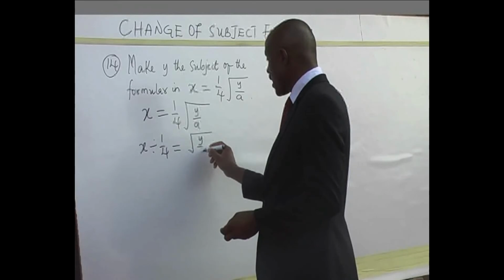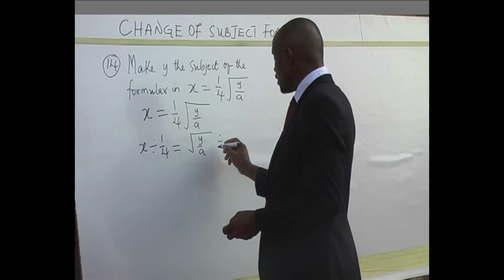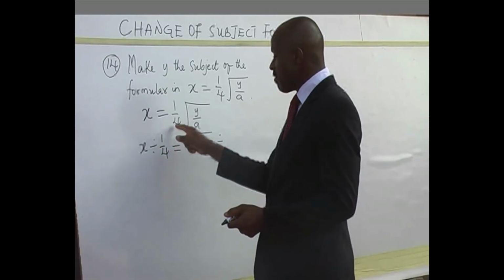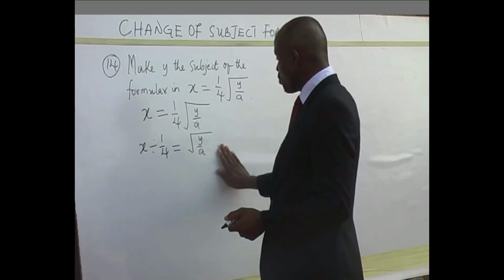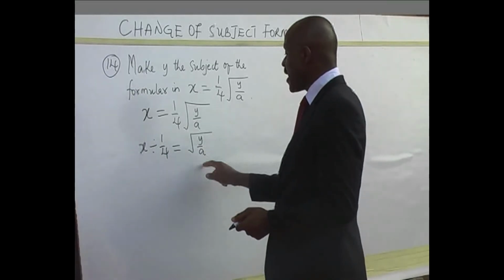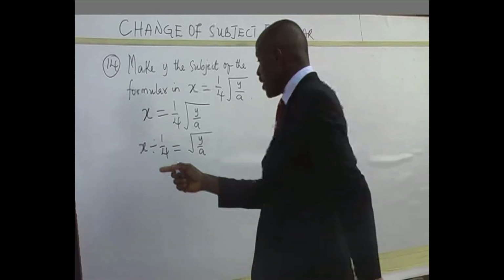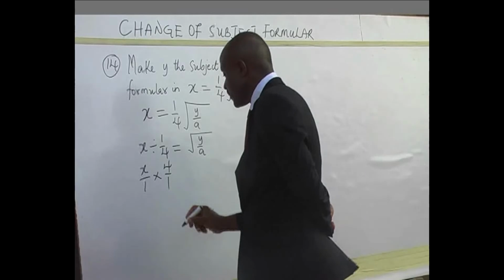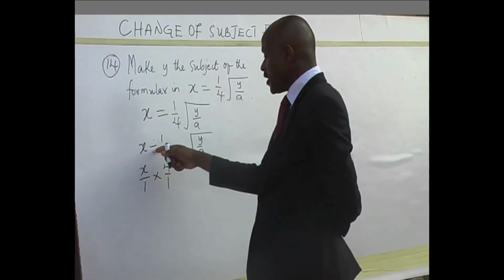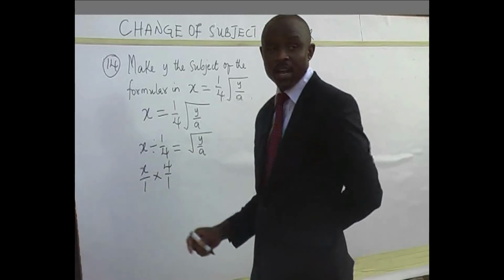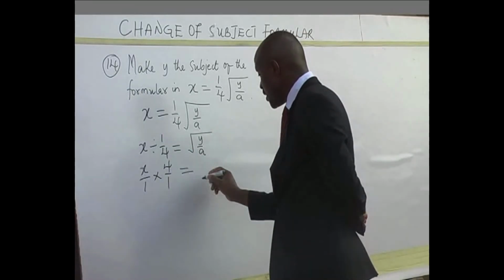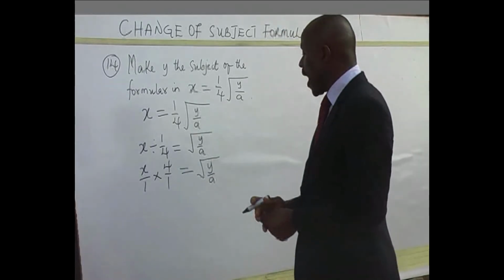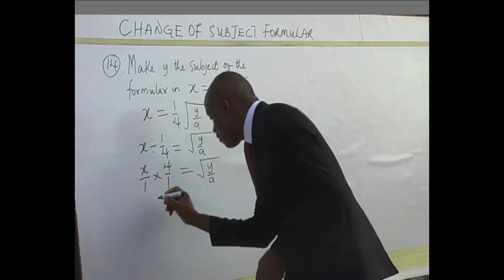the square root of y all over a divided by 1 over 4. When you have divided the right-hand side with 1 over 4, that means you have eliminated 1 over 4 from here. So what you'll be left with is the square root of y all over a in the right-hand side of the equation. What this means is x all over 1 times 4 all over 1. When you change the sign of division to that of multiplication, you invert the fraction that follows it. This is going to give you is equal to the square root of y all over a. X times 4 will give you 4x.